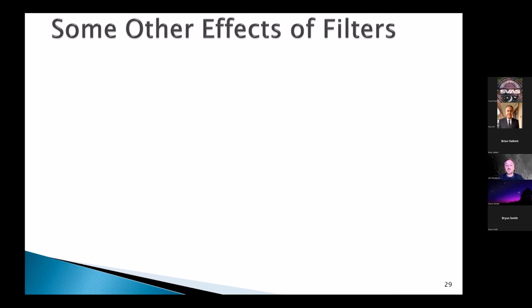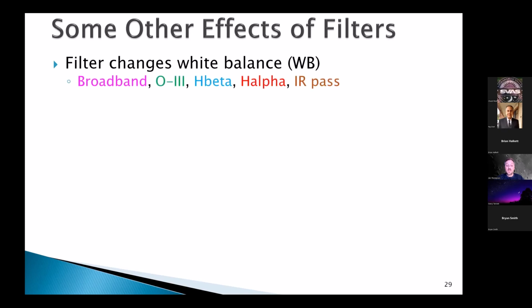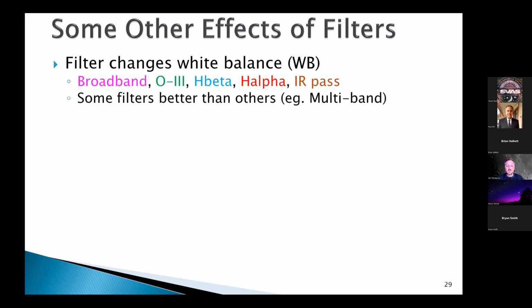Besides the beneficial effects mentioned already, filters have a number of other effects on your observing or imaging. The first thing to note is that filters change the scene's white balance. Broadband filters add a magenta hue, oxygen 3 a green hue, hydrogen beta cyan, hydrogen alpha red, and IR pass filters a brownish red color. Some filters are better than others for white balance. For example, multi-band filters give a good color balanced image.